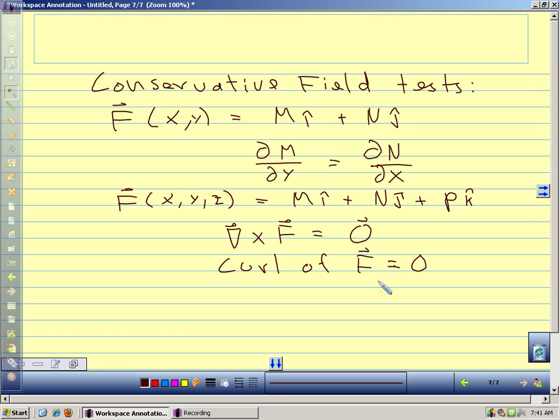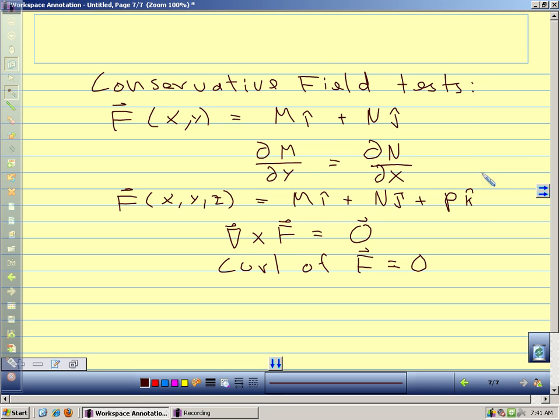All right, any questions? All right, let's look at one quick example. In your book, on page 1086, if you don't have a book, share a book with somebody. 1086, we're looking at number 16.